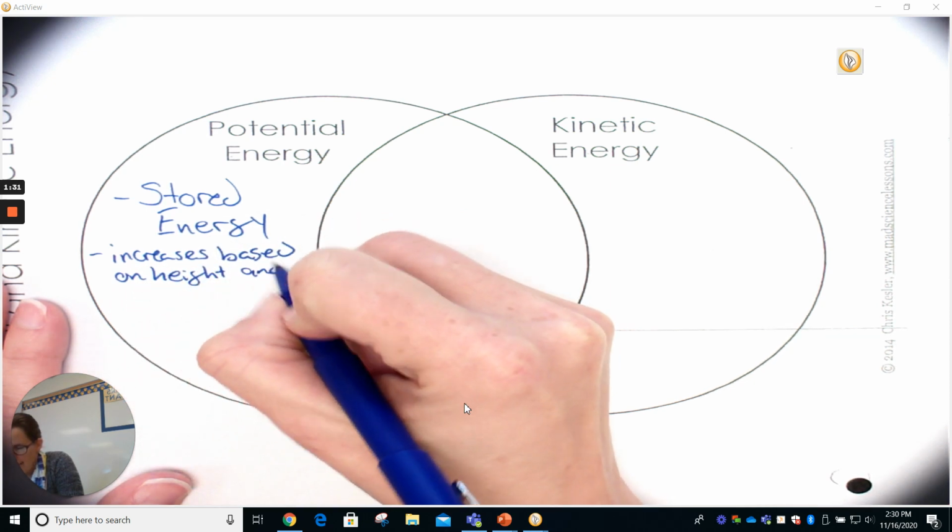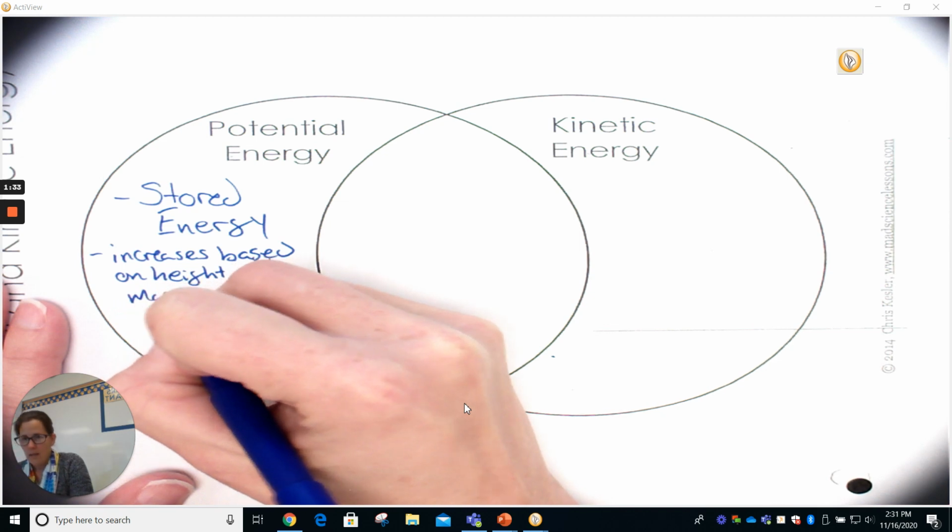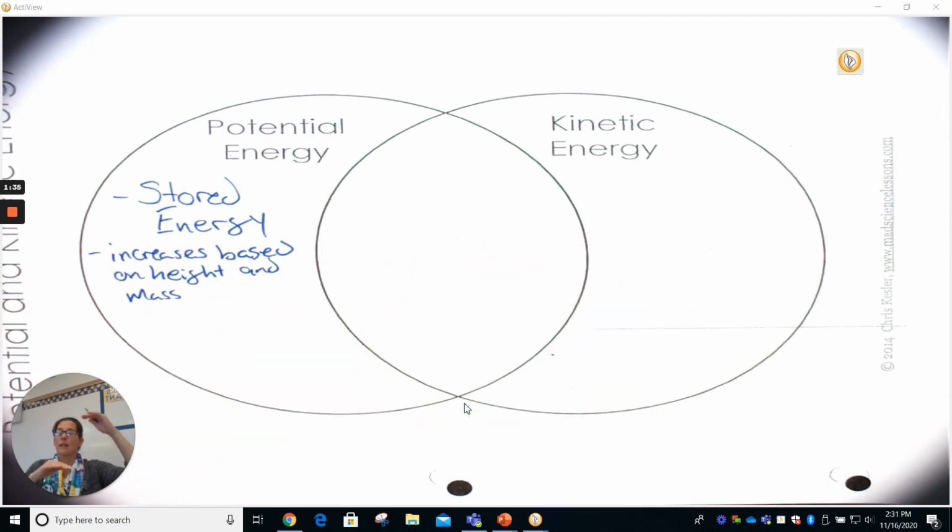and mass. The more mass something has, the more potential energy it's going to have. Just like you could have a feather and raise it to here, it's going to have some potential energy. But if you had a car and you raised it this high, it's going to have a ton more potential energy just because it has so much more mass. Does that make sense? All right.